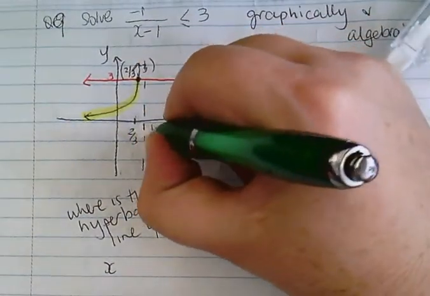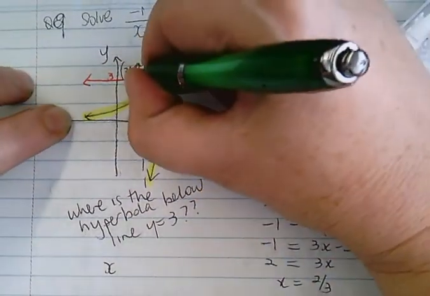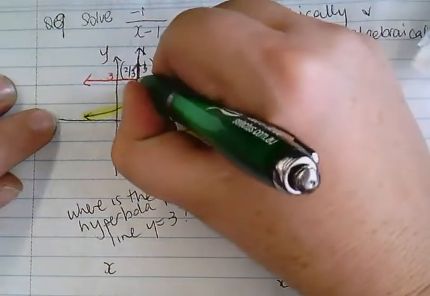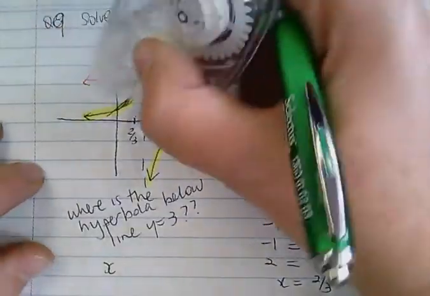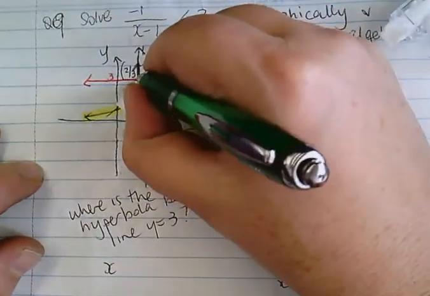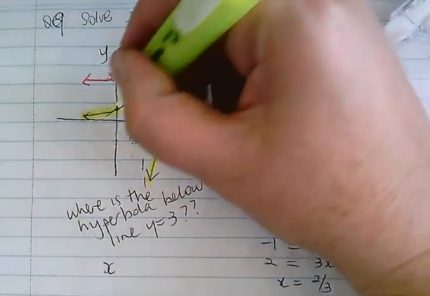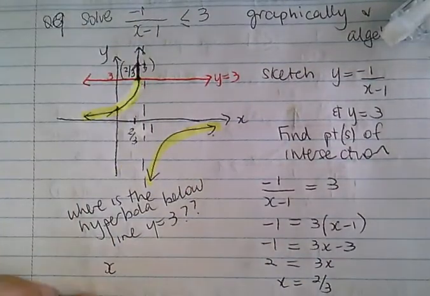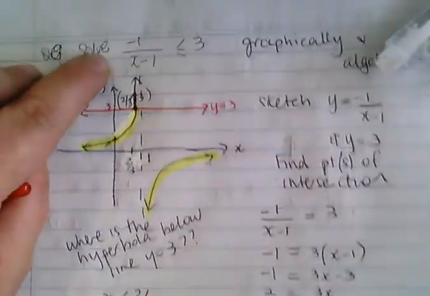So I've got, this is 1, the asymptote's at 1. The values I want for x, sorry, this should be sort of coming up closer to the curve. I should actually draw this a bit more like that, so it doesn't look so straight up and down, you know. It's more like this. So where is the curve? Below the line. X values are less than 2/3.